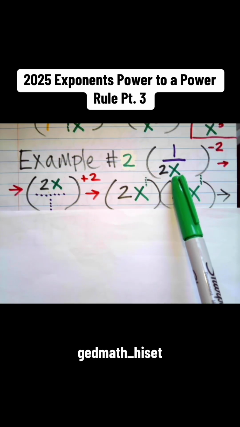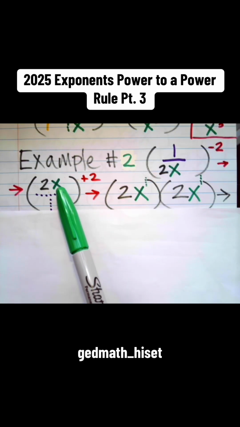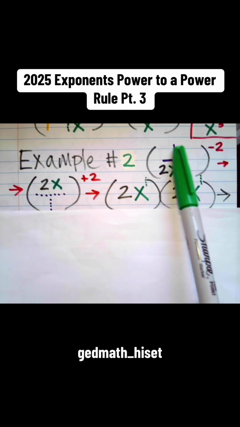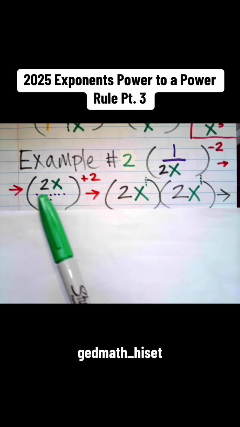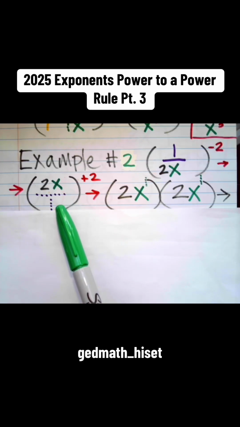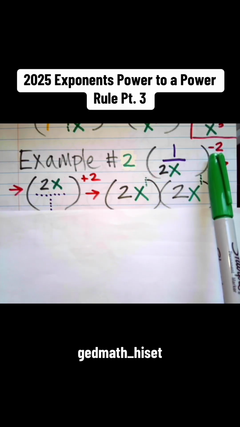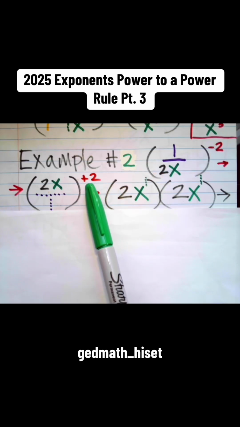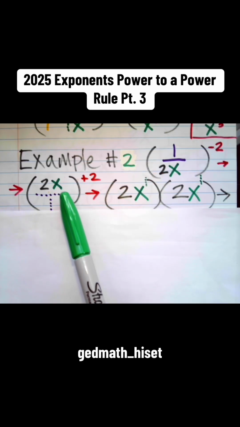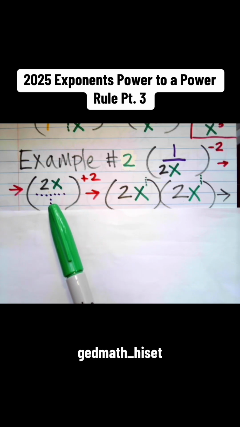So again, 2x that was in the denominator is now in the numerator, the top part of the fraction. That 1 on top now becomes the invisible one underneath that term 2x. And now that negative 2 exponential power of power is now a positive 2. It's that simple. Show these invisible ones. It will help you dramatically.